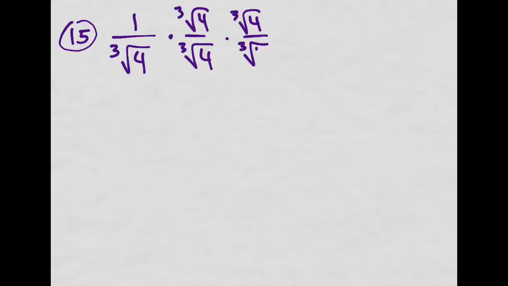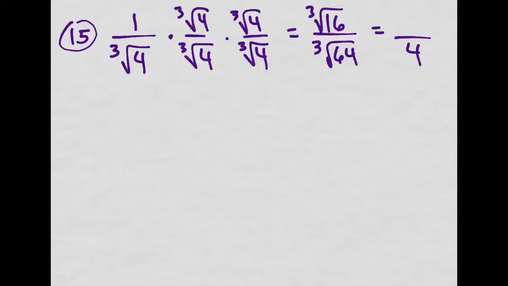Okay. The cube root of 64, which I'll go ahead and show you the punchline, it's just 4. And when I multiply the top, that is the cube root of 4 times 4, or 16. And unless there's a perfect cube in 16, we would be done here. 8 times 2 is 16. 8 is perfect. So the cube root of 8 is 2, which left a 2 under the cube root.